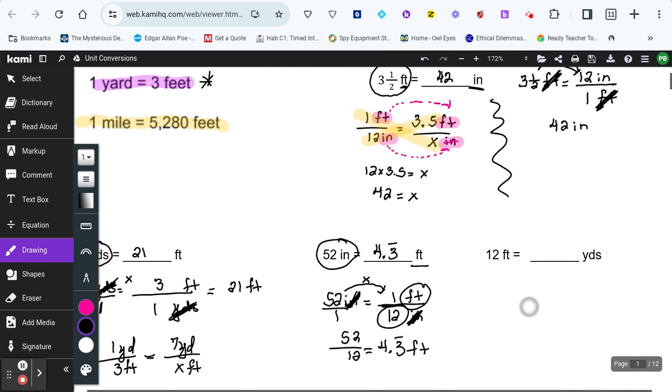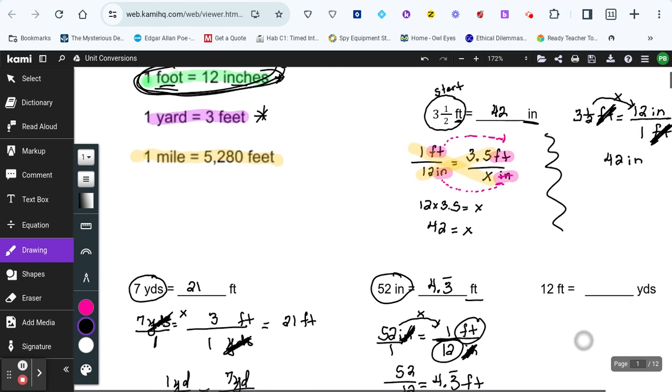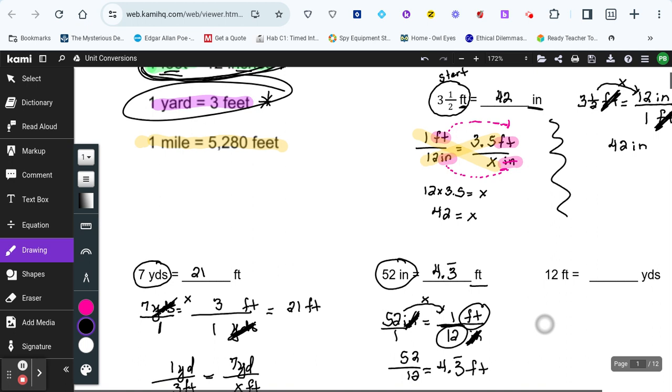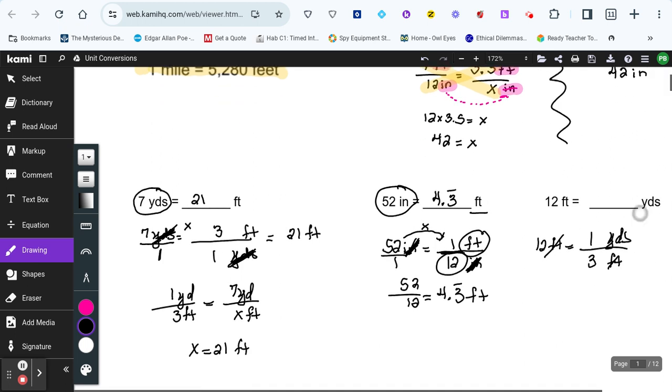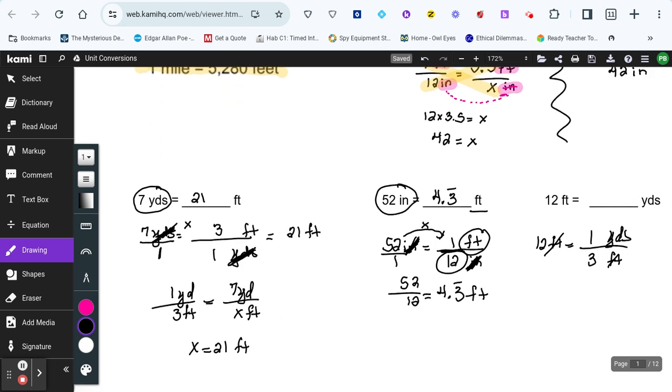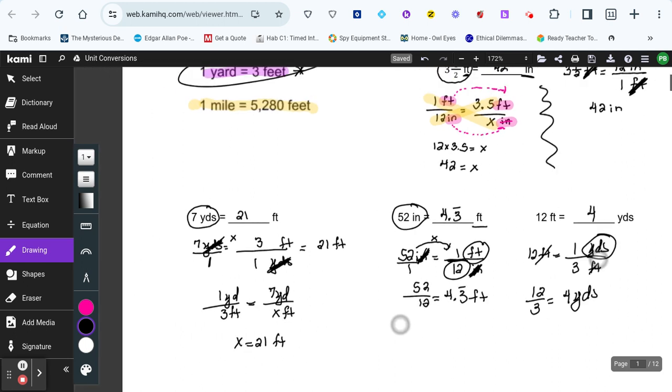Okay. Let's do feet to yards. So feet to yards. That's going to be this one again. 1 yard and 3 feet. So I'm going to start off with 12 feet. So I want to do feet to yards. I want feet to be in my denominator to cross out my feet. Yards to be in my numerator. So 3 feet equal 1 yard. So when the number is in your denominator, you're not going to multiply. You're going to divide. 12 divided by 3 is 4. So we're left with 4 yards. So 12 feet equal 4 yards, and that's all you do.